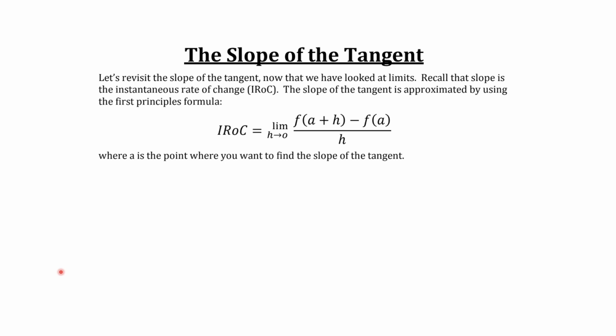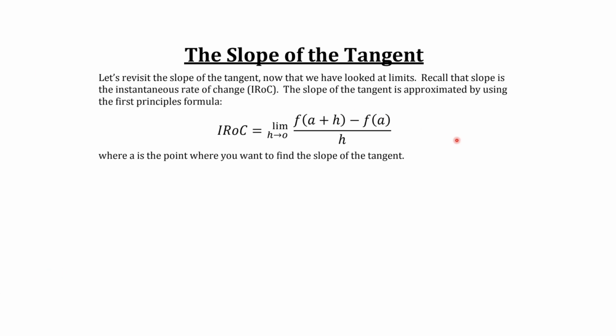So let's revisit the slope of the tangent. This is a concept that we already covered in our first topic. But we do want to revisit it now that we have looked at limits, because now that we know what a limit is, we are going to use it. We are going to use the concept of a limit as well as the concept of the slope of the tangent to find the instantaneous rate of change of a function, okay?